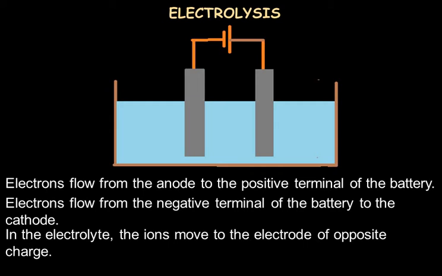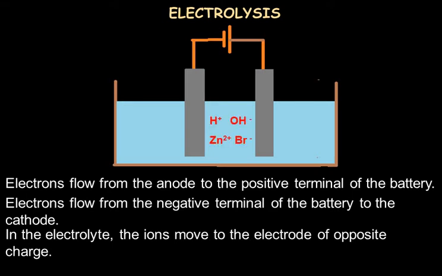Let's revise some part of the electrolysis which we have already learnt in our earlier video. In an electrolytic cell, the electrons flow from the anode to the positive terminal of the battery when the anions get discharged at the anode, and after that when the cations get discharged at the cathode, electrons flow from the negative terminal of the battery to the cathode. And this is how the electrons flow in the external circuit. In the electrolyte, the ions move towards the electrodes of opposite charge, and this is how the circuit gets completed and the whole electrolysis process occurs.